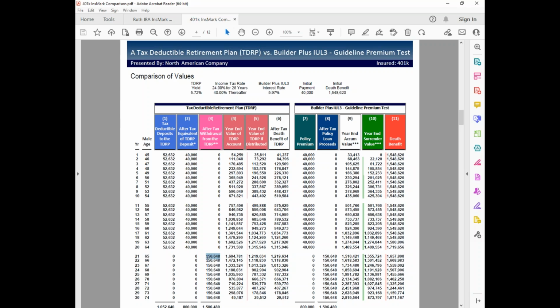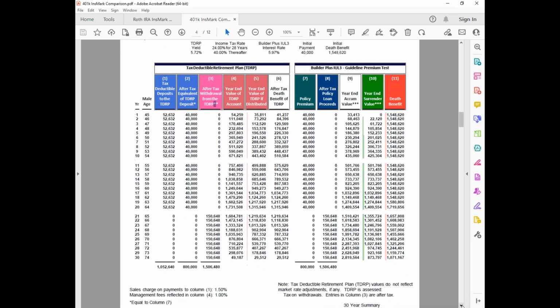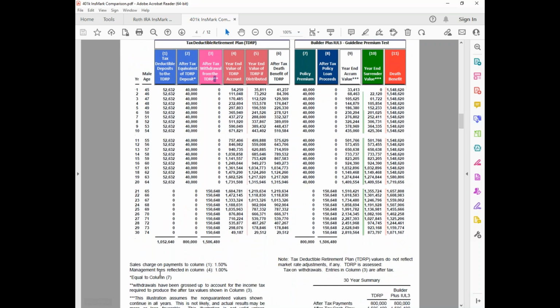So I think there's another report in here that will actually show that they're taking more than $150 out, so that after taxes, they're netting $150. So you see there's an adjustment on the money going in, and there's also an adjustment on the money going out. And actually, column 3 with these two asterisks, I think if I scroll down a little bit more, you'll see those details. Right here, the two asterisks. Withdrawals have been grossed up to account for the income tax required to produce the after-tax values shown in column 3.